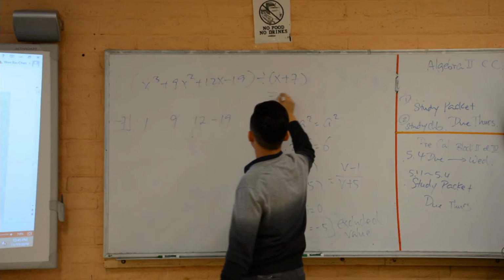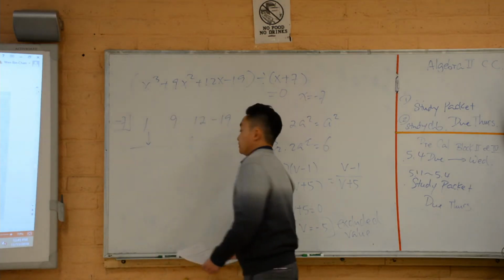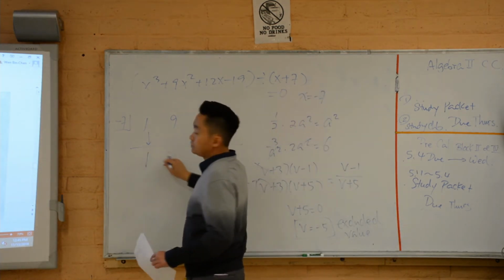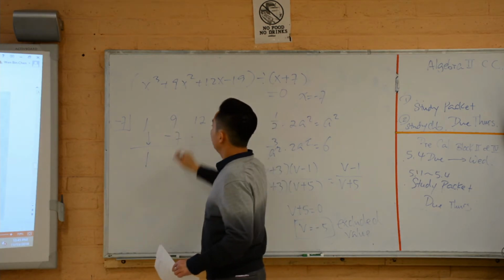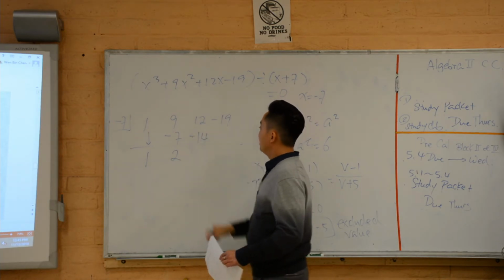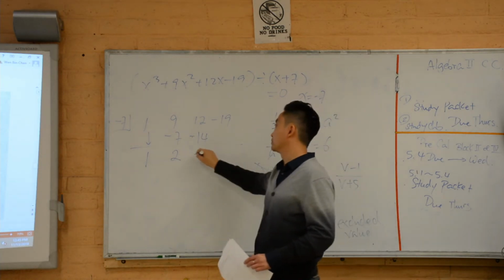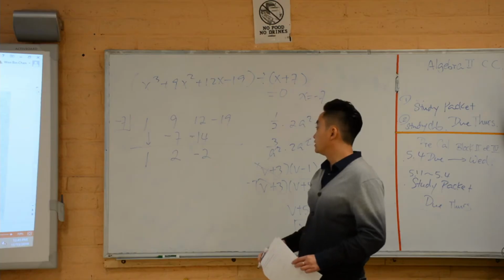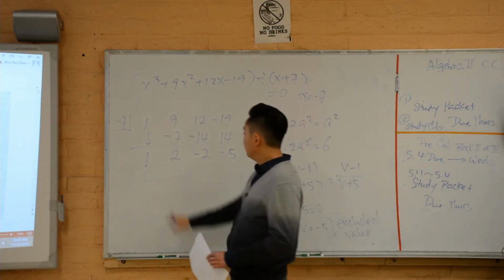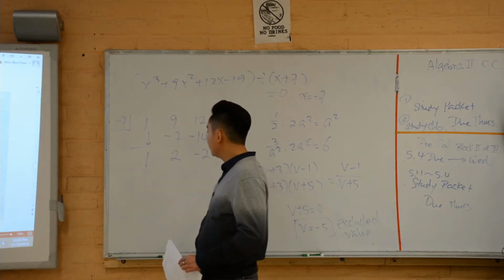Because I want to set that up. And for the synthetic division, the first number, you don't do anything about it. You always bring it down. And then 1 times negative 7, which is negative 7. 2 times negative 7, negative 14. And then negative 14 plus 12, negative 2. Negative 2 times negative 7, which is 14, and then negative 5.